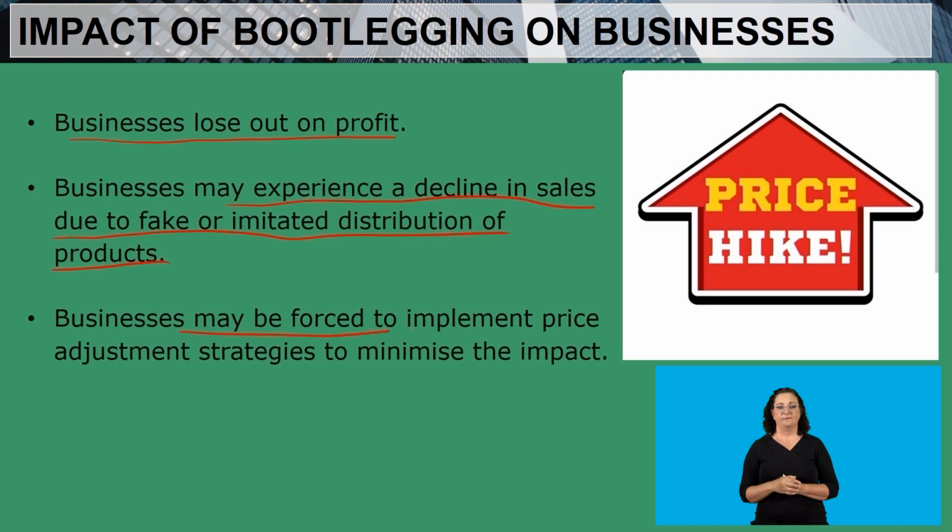Businesses may be forced to implement price adjustment strategies to minimize the impact. So now what happens if businesses lose on profit, businesses lose on sales? Now they can be forced to do what? To implement price adjustment strategies, whereby they are going to charge a bit higher on the original products that they are selling, so as to cover for the losses that they have suffered. Meaning now the original products are going to be expensive for those people who buy only the original ones.